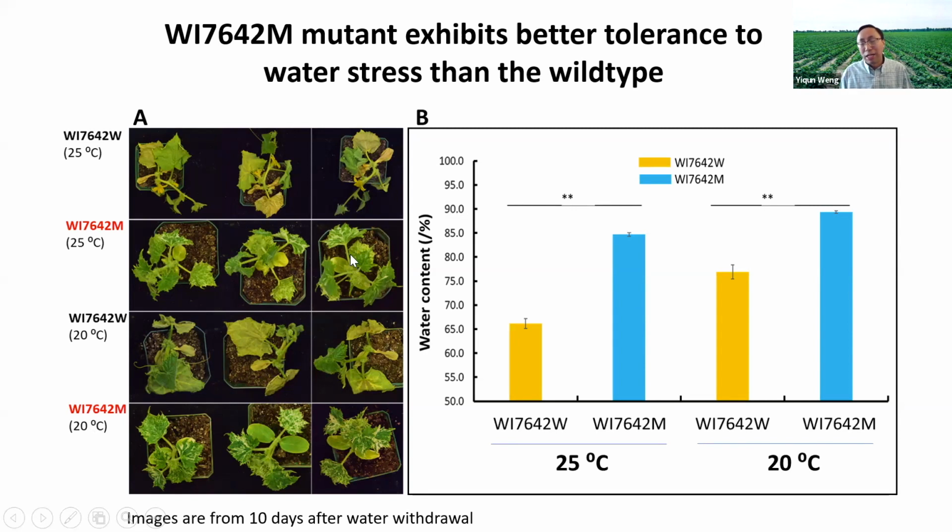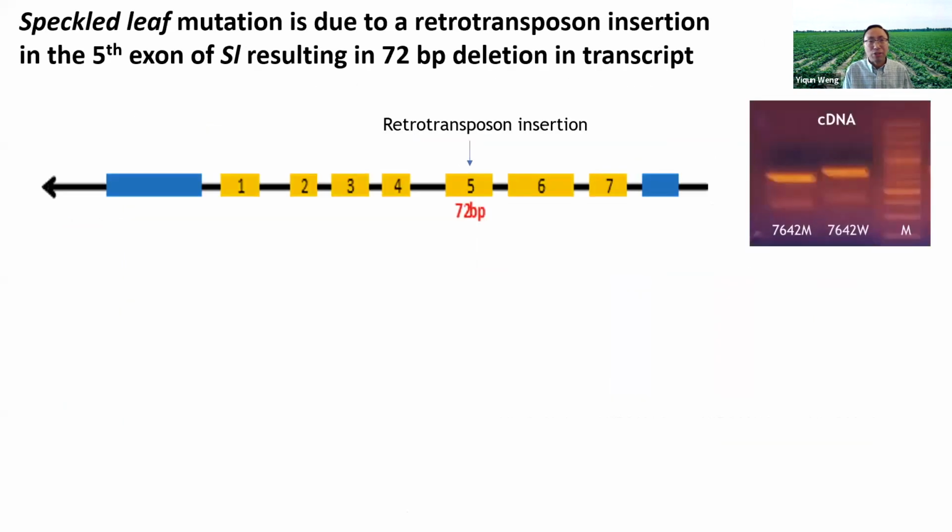We also did a salinity stress experiment using different concentrations of sodium chloride, and we have similar results. So basically, what we see is that the mutant line has better resistance to multiple diseases and also better stress tolerance. So we cloned this gene and found a retrotransposon insertion in the first exon of the candidate gene, which results in the deletion of 72 bp in the cDNA transcript.